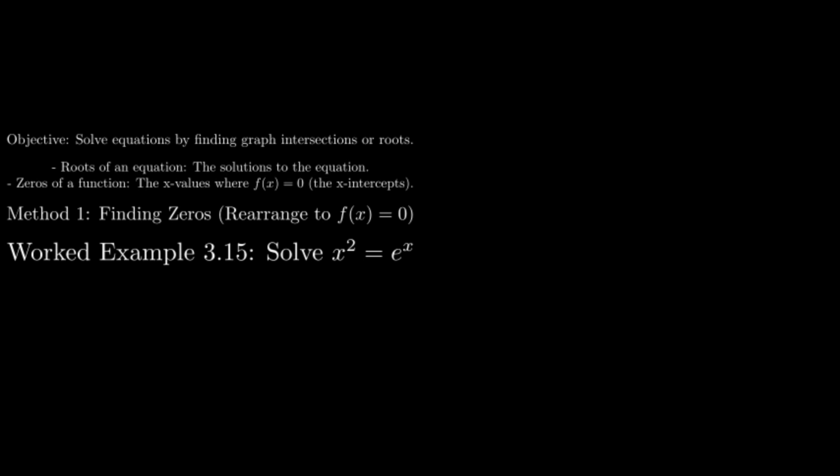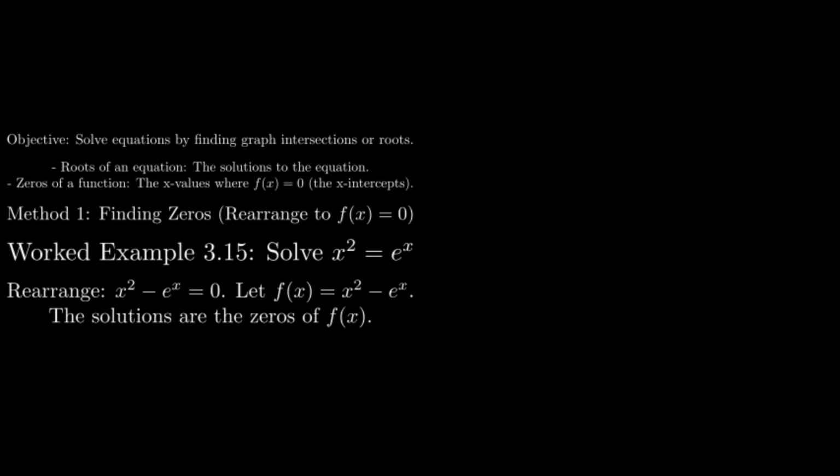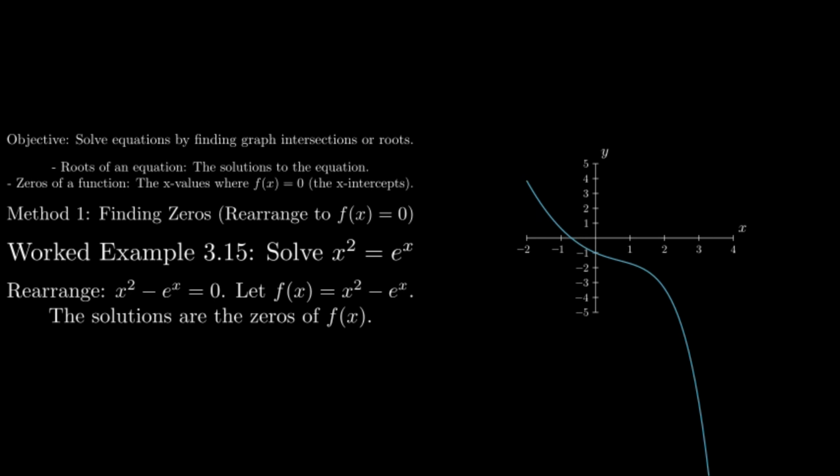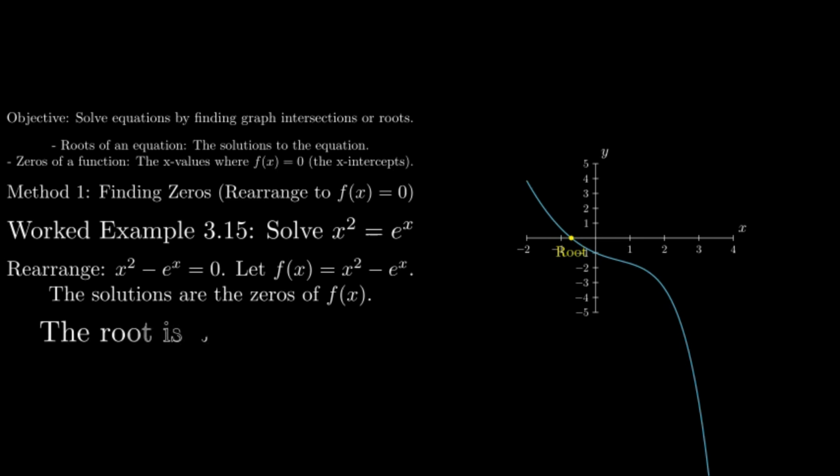First, we rearrange it. We subtract e to the x from both sides to get x squared minus e to the x equals 0. Now the problem is to find the zeros of the function f of x equals x squared minus e to the x. We graph this new function on our GDC and use the root or zero feature to find where it crosses the x-axis. The calculator finds a single root at x is approximately negative 0.703. This is the solution to our original equation. This method is powerful because it turns any equation into a search for x-intercepts.